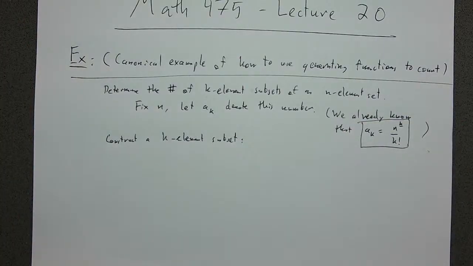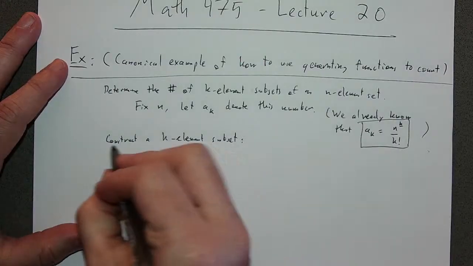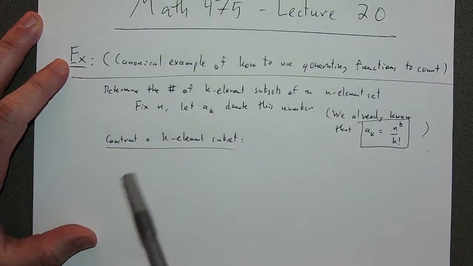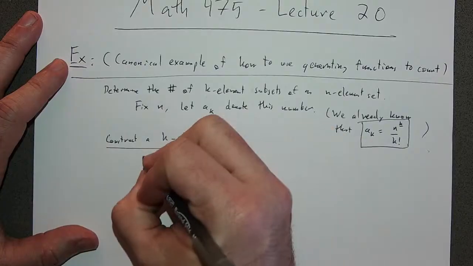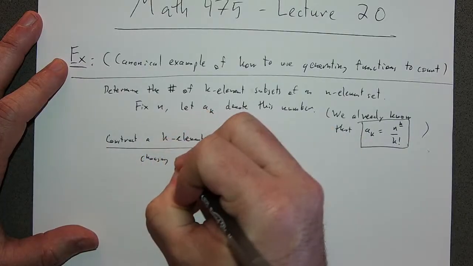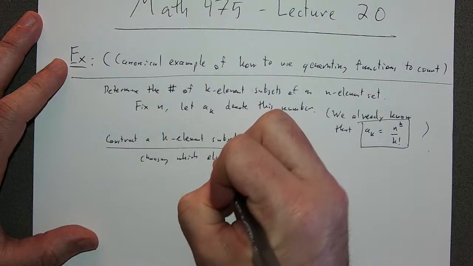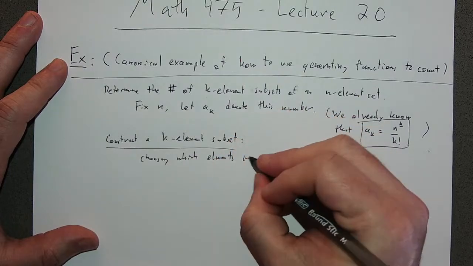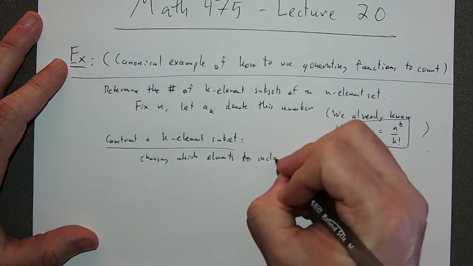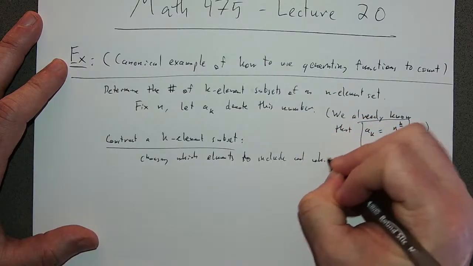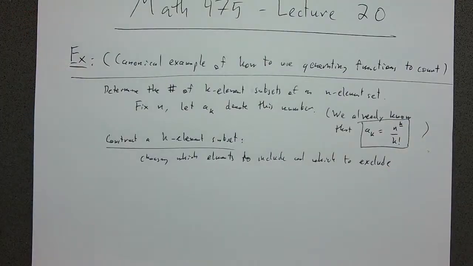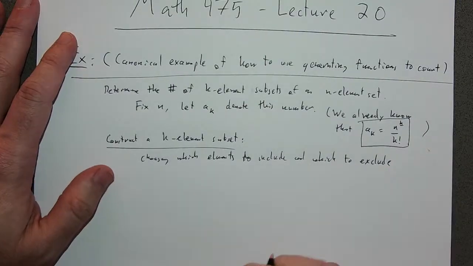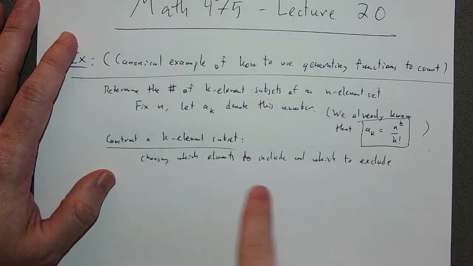Well, let's say that I'm picking which elements I'm going to put in the subset and which I'm not going to put in. So we are choosing which elements to include and which to exclude. I'm not making a reference to inclusion-exclusion here. Okay. So we're choosing which elements to include, which to exclude.